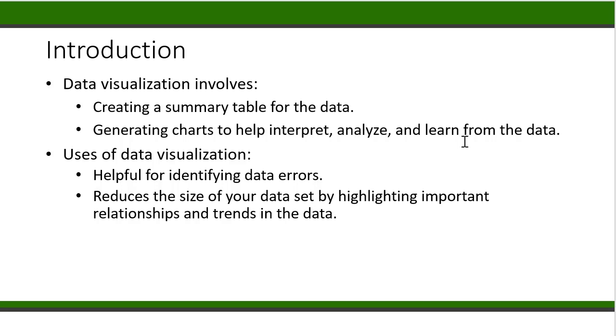We can also use our data visualization, especially charts, to identify data errors, things that are outliers, and we can also help reduce the size of your data, especially when you're looking at relationships. So if you see some fields, so to speak, that correlate well with another column, you might be able to take that other column out because they're representing the same data. They have the same variance, so to speak.